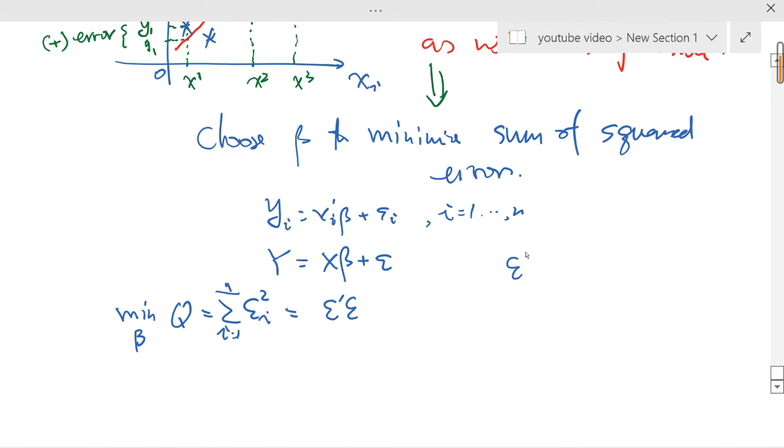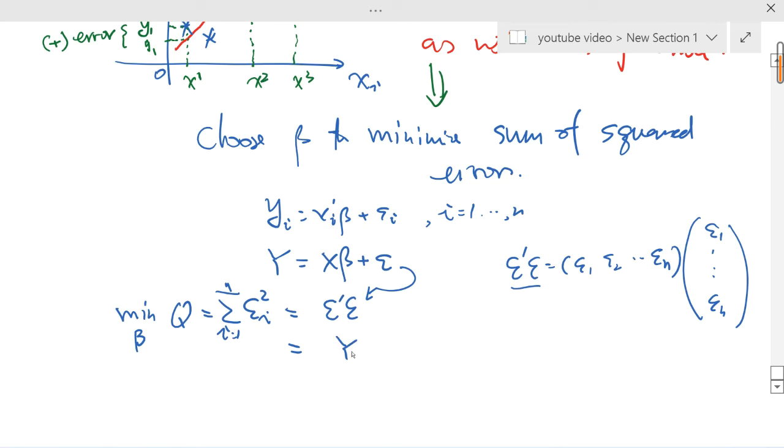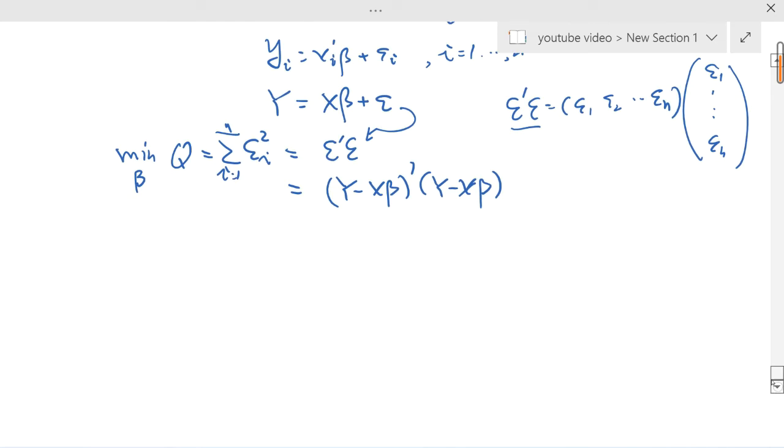So we know that epsilon prime times epsilon is equal to epsilon 1, epsilon 2, ..., epsilon n times epsilon 1, ..., and so this is just the sum of squared errors, and plug this one in here. So it's (y minus x beta) prime, (y minus x beta). So we want to minimize this quantity, the sum of squared errors.